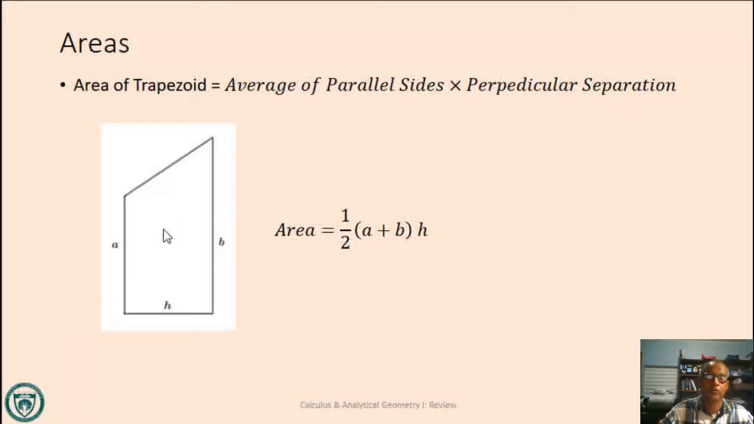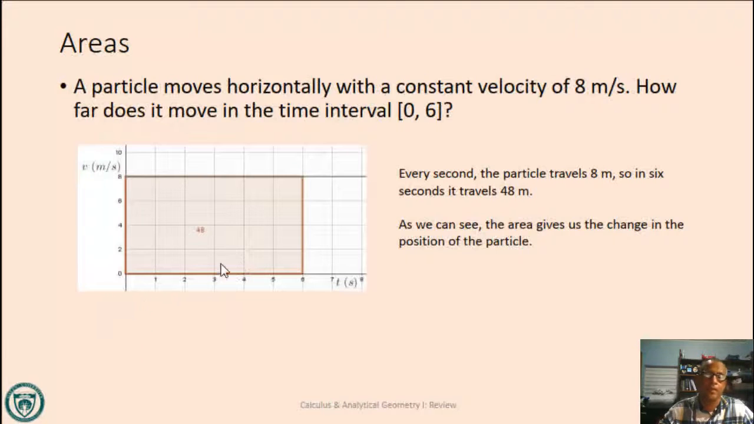You remember what a trapezoid looks like. You know what their parallel sides are. You know what the average is. In this case, you just add two things and divide by 2. And so it's the average of the parallel sides times the separation, and so you can remember this easily enough. So this will come up later on as we move on through this course.